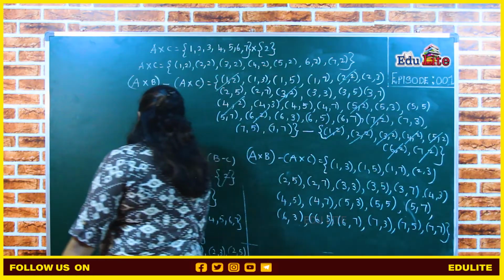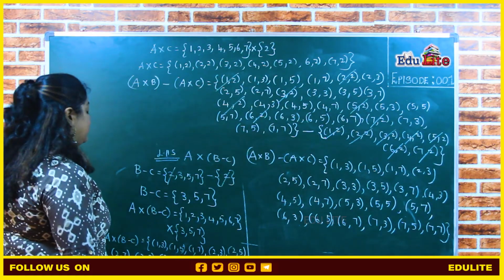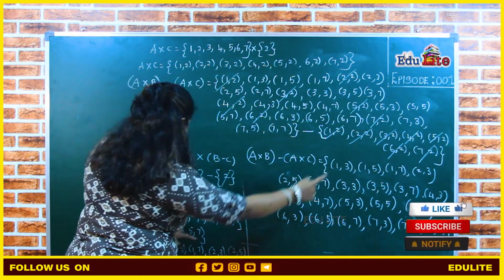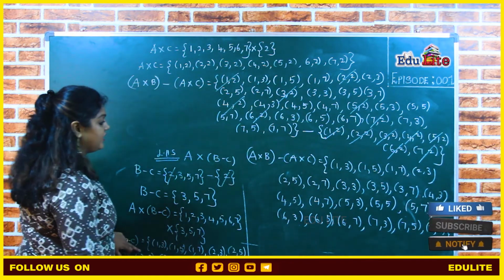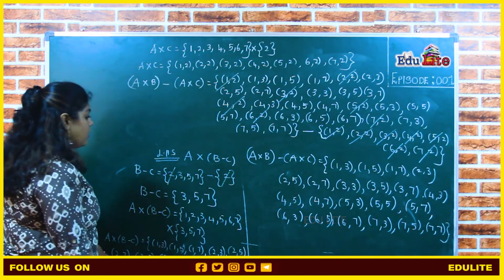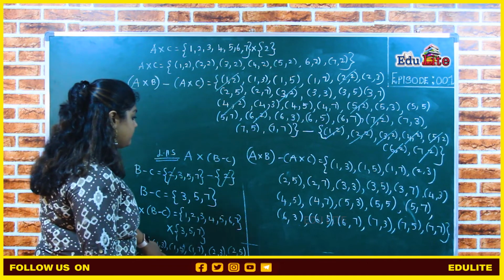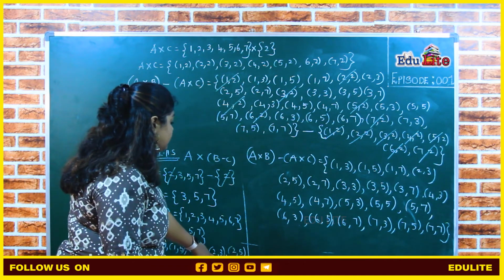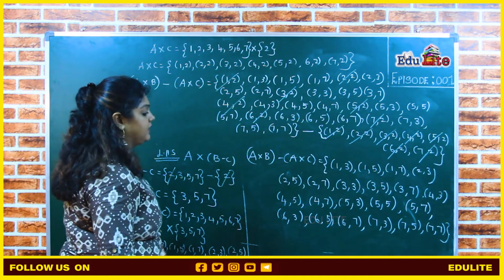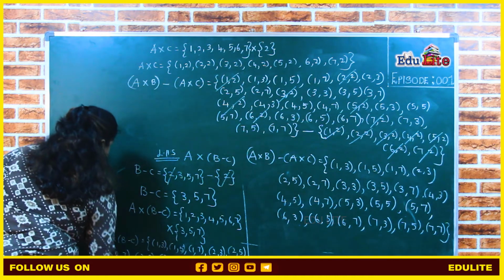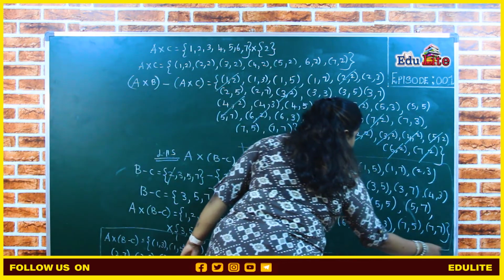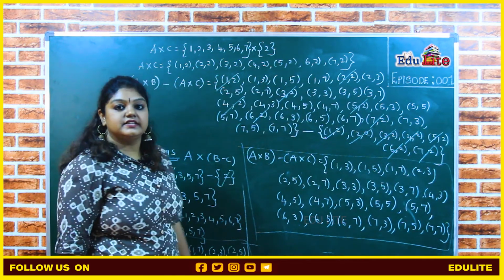We'll check whether now both the left and the right are equal. Let us do it. (1,3), (1,5), (1,7), (2,3), (2,5), (2,7), (3,3), (3,5), (3,7), (4,3), (4,5), (4,7), (5,3), (5,5), (5,7), (6,3), (6,5), (6,7), (7,3), (7,5), (7,7). So the left hand side is equal to the right hand side, hence LHS equals RHS, hence verified.